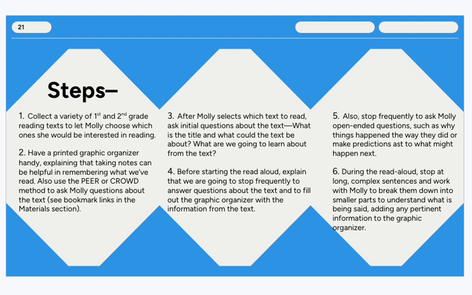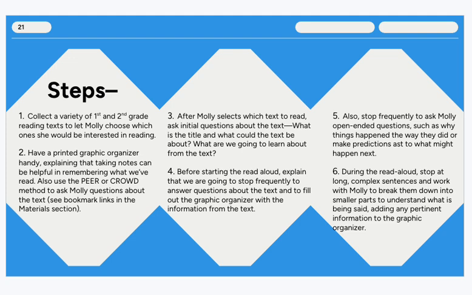After Molly selects which text to read, we're going to ask initial questions about the text. For example, what is the title and what could the text be about? What does she think we're going to learn about the text? Before starting the read aloud, we're going to explain that we're going to stop frequently to answer questions about the text and to fill out the graphic organizer with the information that she's learning from the text. We'll also stop frequently and ask Molly open-ended questions such as why are certain things happening, what predictions did she make, and what does she think is going to happen next.